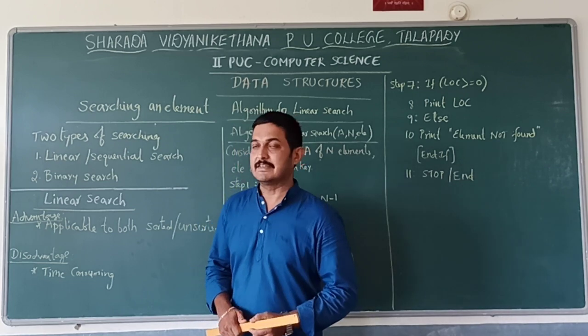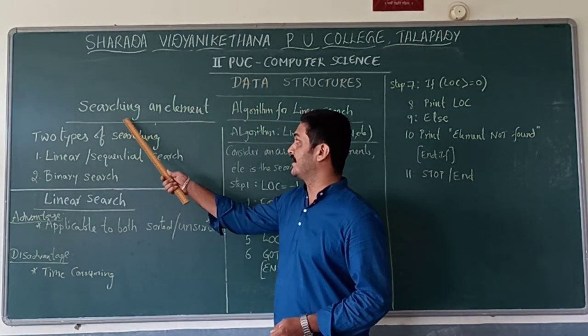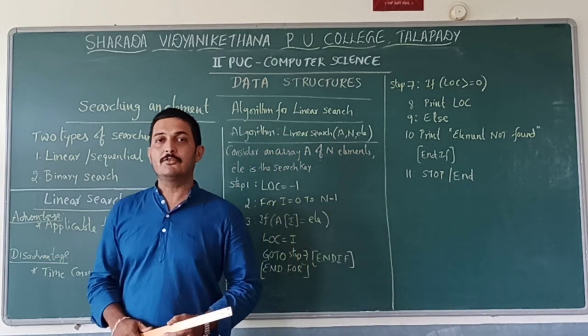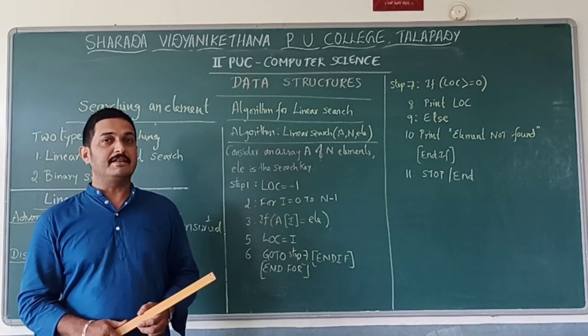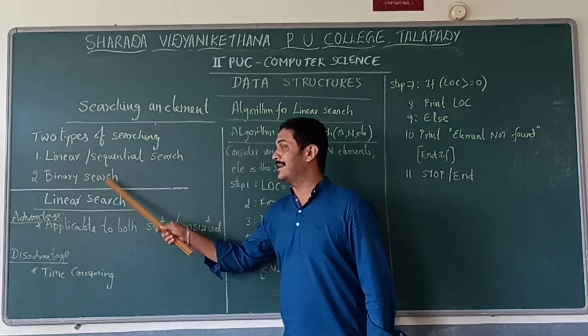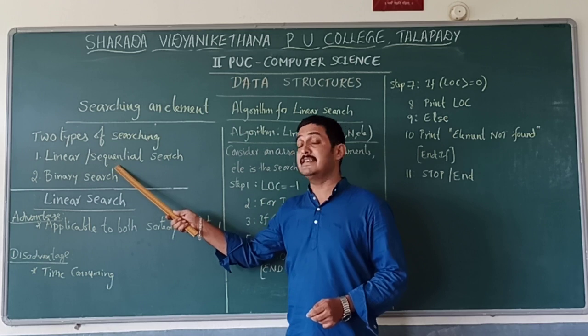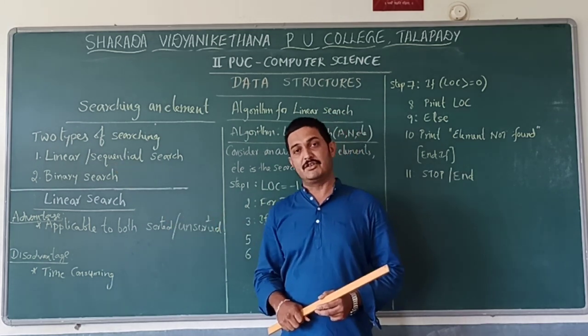After traversal, the next concept is searching an element. According to our syllabus, there are two types of searching methods: one is linear search and the second is binary search. What do you mean by linear search? Linear search is also called sequential search.